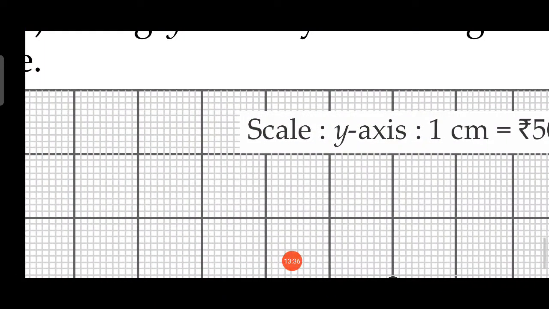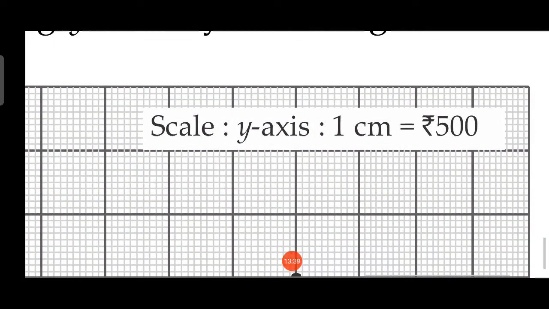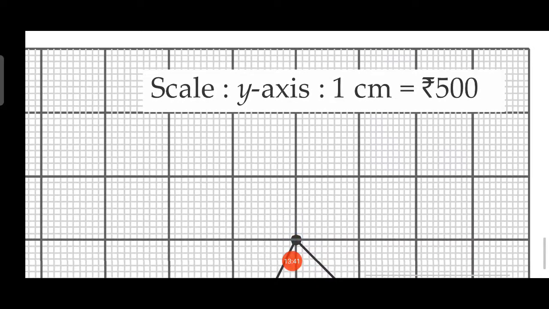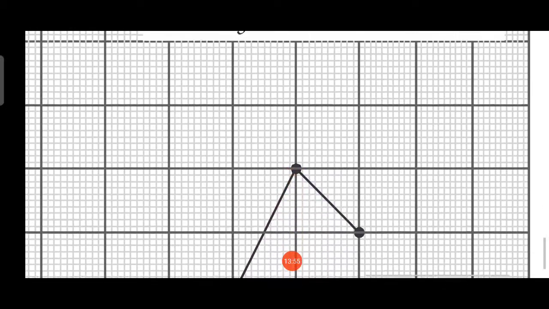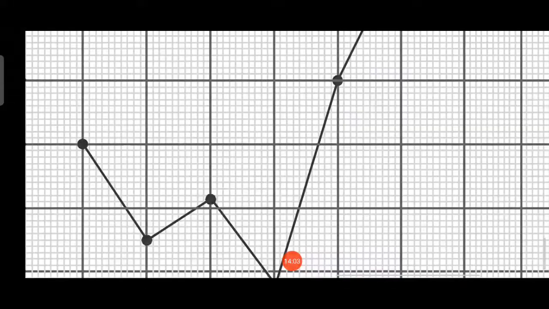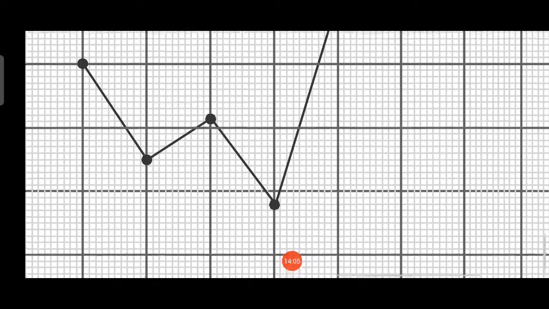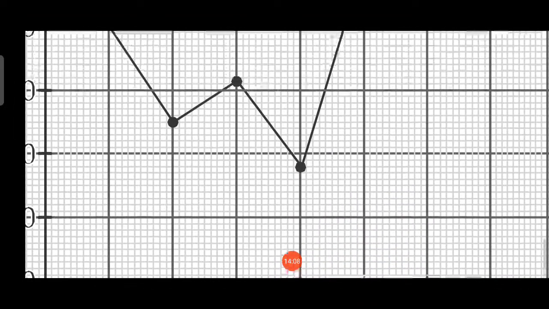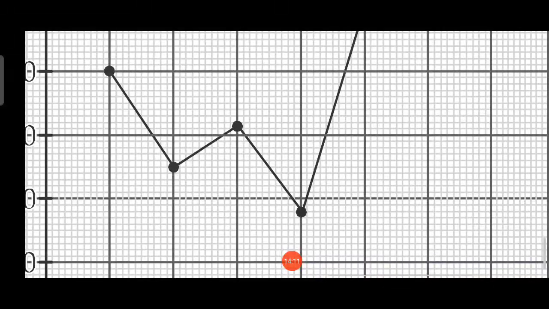This type of question is very easy, and the important thing is the scale: on the x-axis, 1 centimeter is one date, and on the y-axis, 1 centimeter is rupees 500. That will be the scale. Then keep the dates and sales accordingly, and you can keep all the values here. After that we have to join the points with a scale.